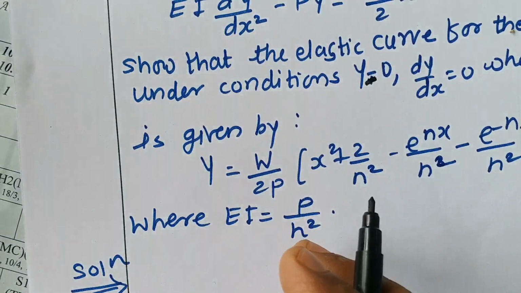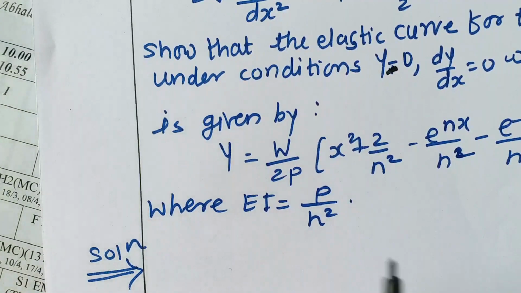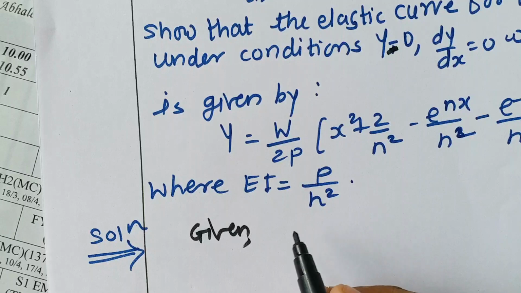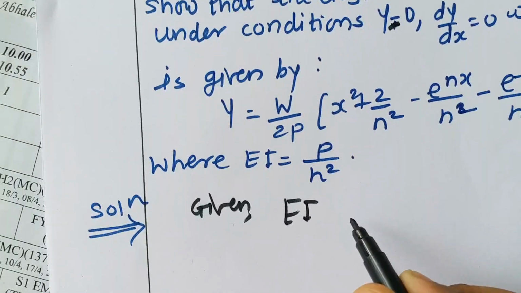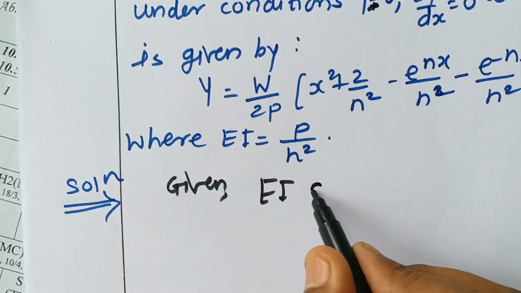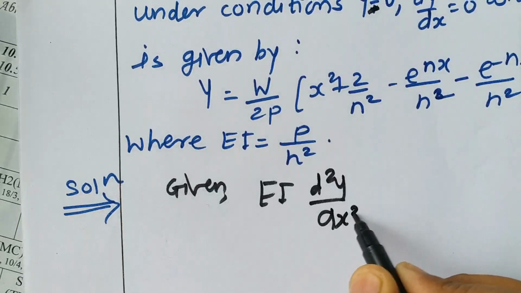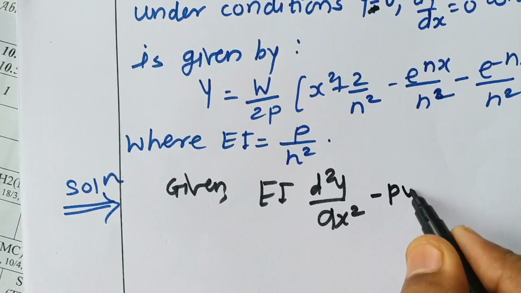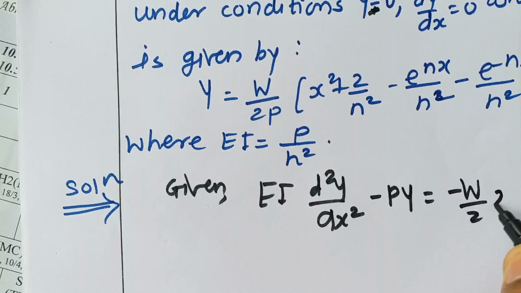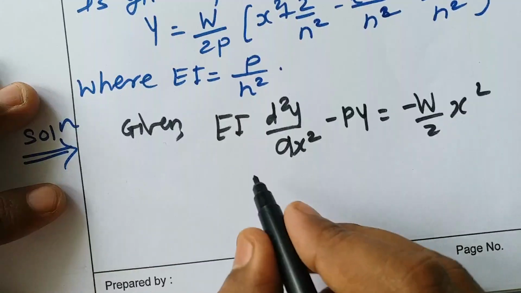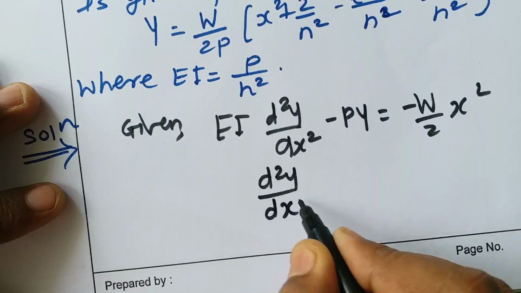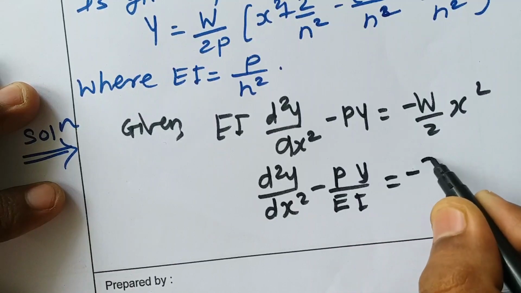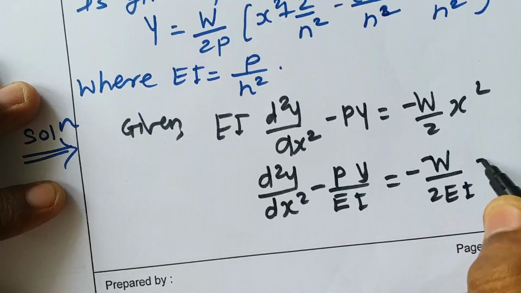So very first I will write the given differential equation. The given differential equation is EI d2y by dx square minus capital P y equal to minus w by 2 x square. Now if we divide throughout by EI, we'll get d2y by dx square minus capital P y divided by EI equal to minus w by 2 EI x square.